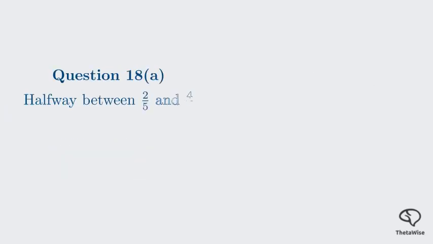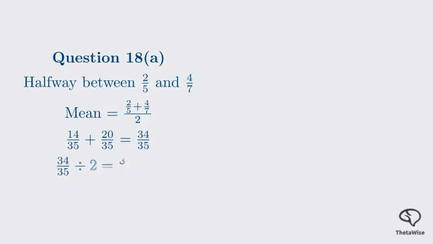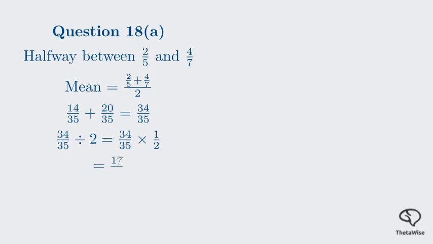Question 18, Part A, asks for the fraction exactly halfway between 2/5 and 4/7. To find the halfway point, we find the mean by adding them together and dividing by 2. To add these, we need a common denominator, which is 35. Now we divide this sum by 2. The fraction halfway between them is 17 over 35.